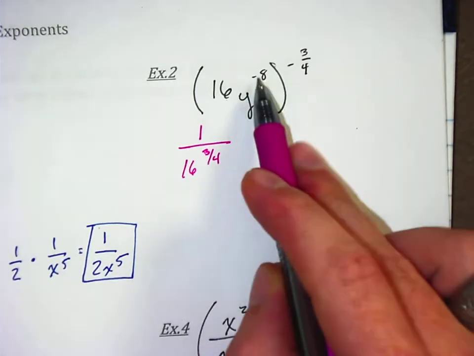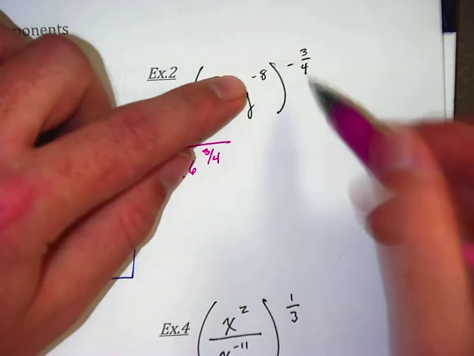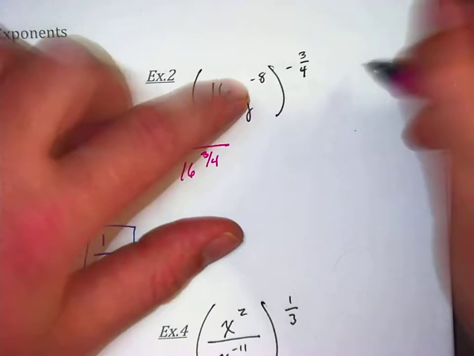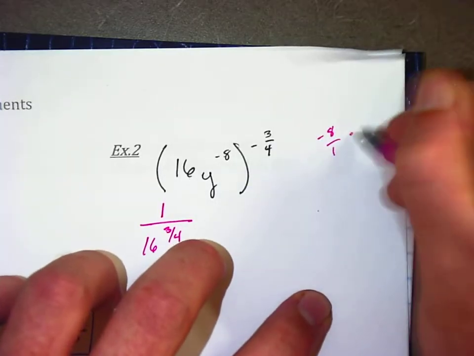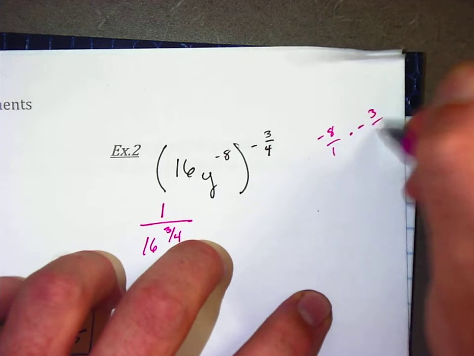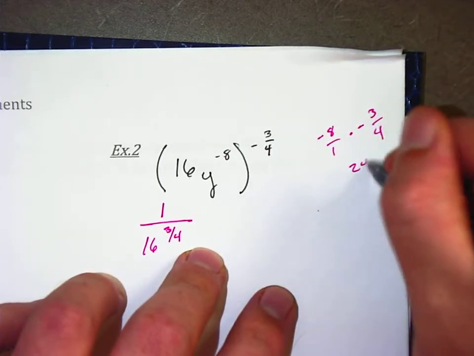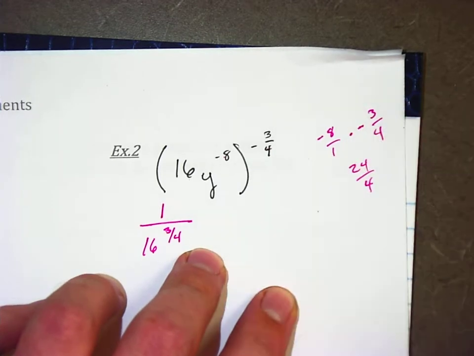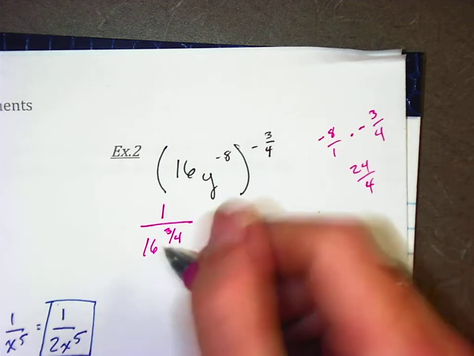And then power to a power would be negative 8 times negative 3/4. And if you need to do a little multiplication over here in the margin, there's nothing wrong with that. It'd be 8 times 3 is 24 over 4. Negative times a negative is a positive. Okay, so this reduces to positive 6.